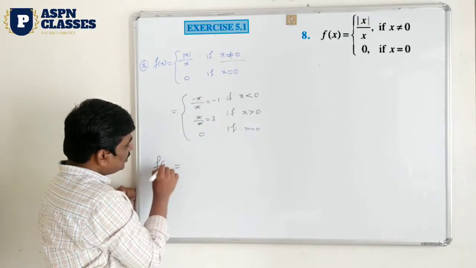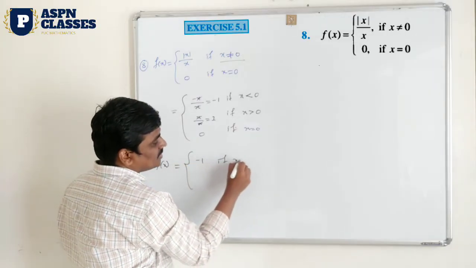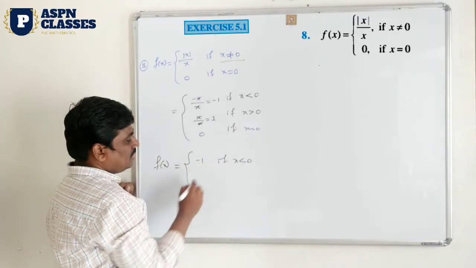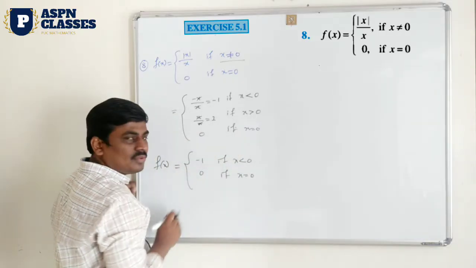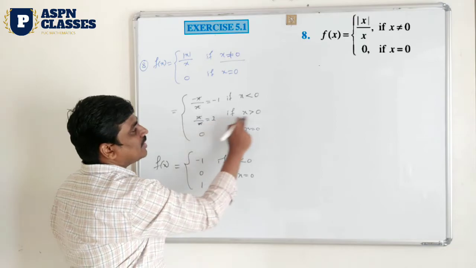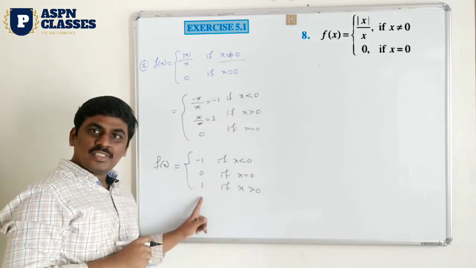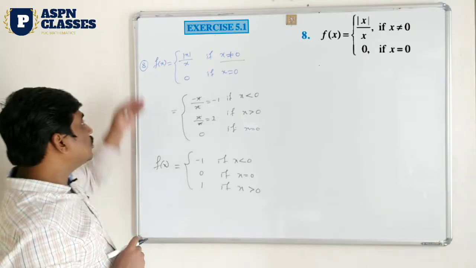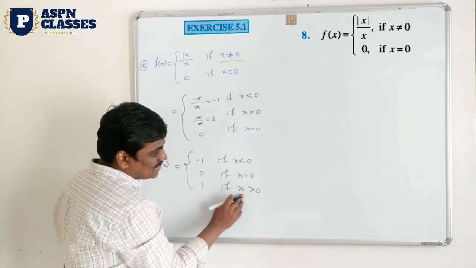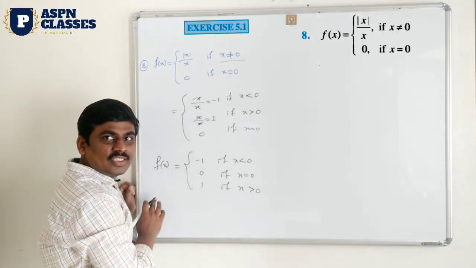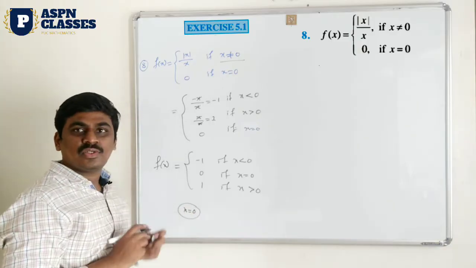Finally, observe here, your function f of x is equal to minus 1 if x is less than 0, 0 if x is equal to 0, and 1 if x is greater than 0. This is your signum function, so both results are the same. Now you have to check at x equal to 0 whether this point is continuous or not.